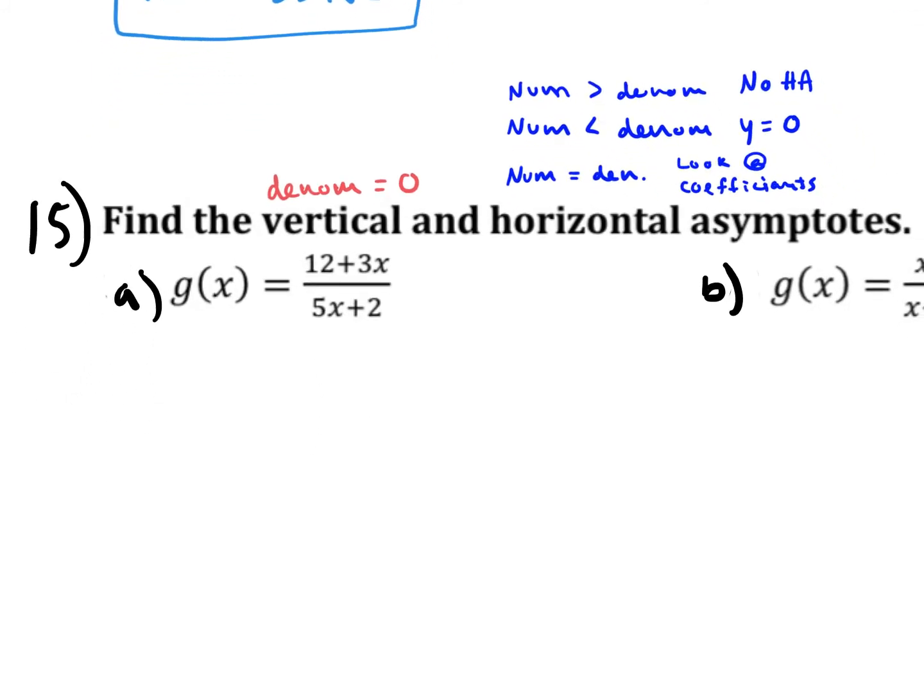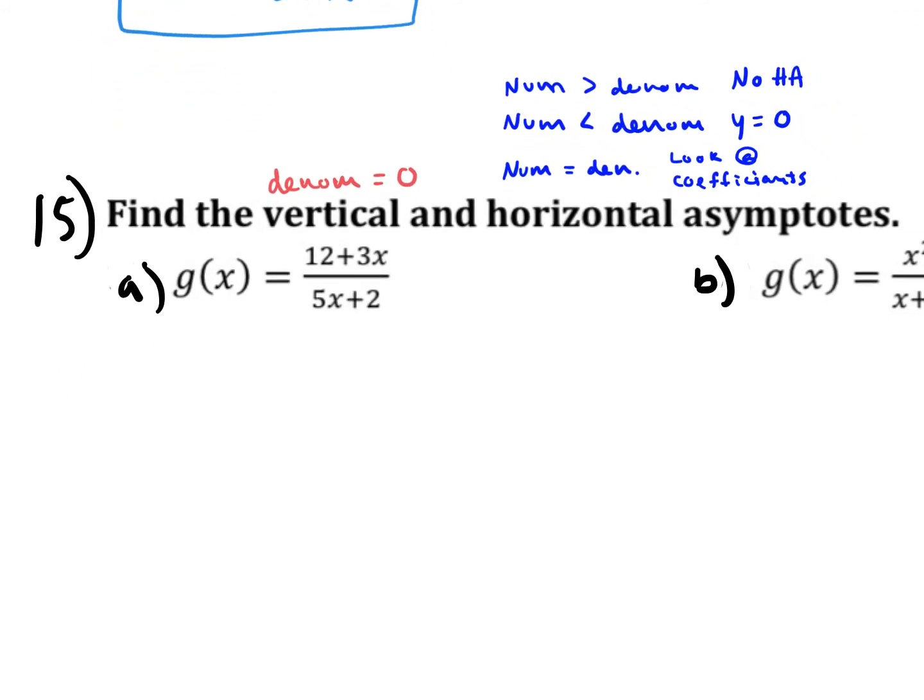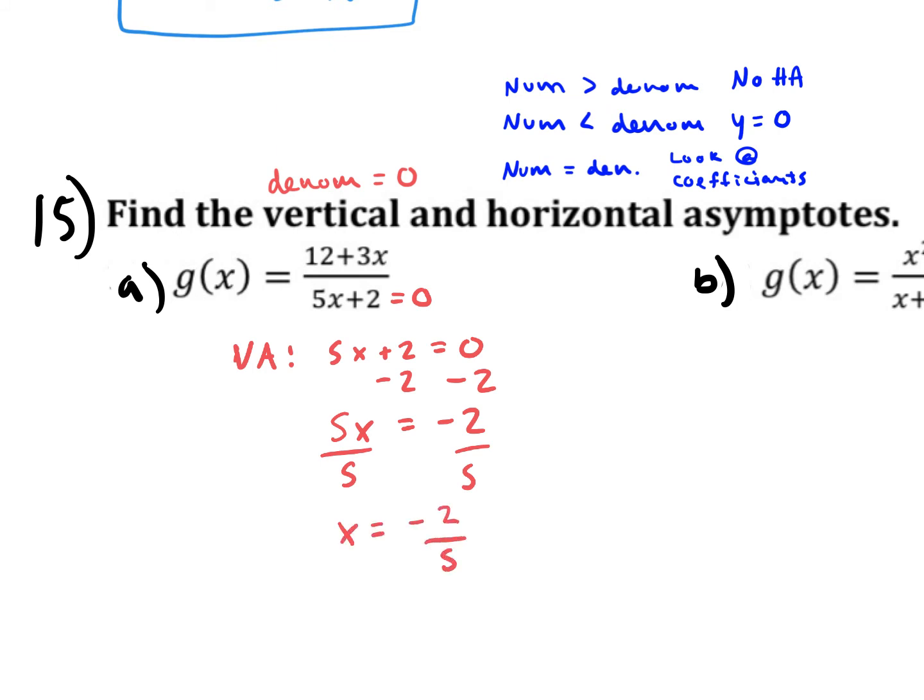So first, let's find our vertical asymptotes here. So I set the denominator equal to 0. So I have 5x plus 2 is equal to 0. Subtract 2 on both sides. So 5x is equal to negative 2. Divide by 5, x is equal to negative 2 over 5. That's my vertical asymptote.